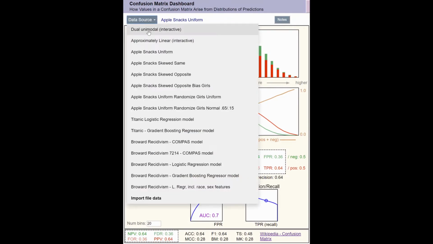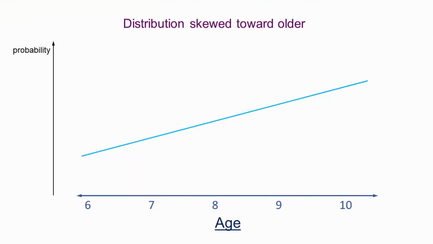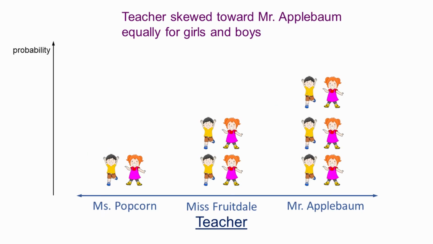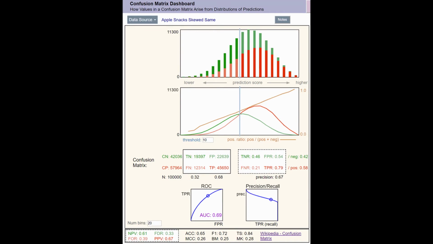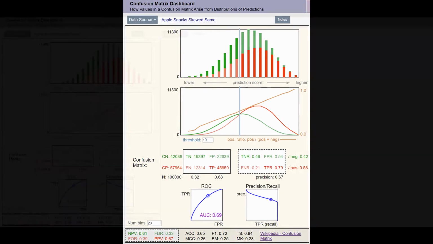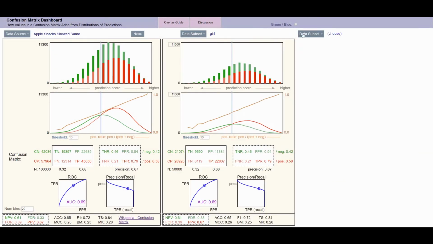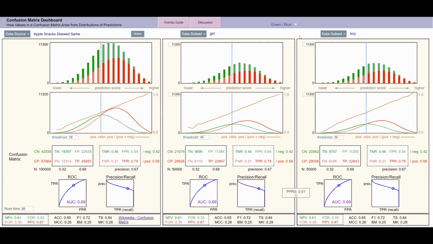Condition 2, skewed same. Next, we'll use some skewed generator distributions. We'll tilt the age and height distributions toward the high side so that more older and taller pretend kids are generated than younger and shorter. And we'll skew the categorical attributes toward Mr. Applebaum as teacher and toward cat and dog as pet. The result is the kids' preferences will skew toward preferring an apple snack with higher prediction scores. In condition 2, boys and girls have identical generator distributions and their prediction scores are congruent.